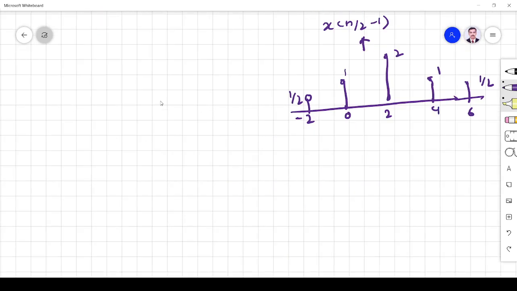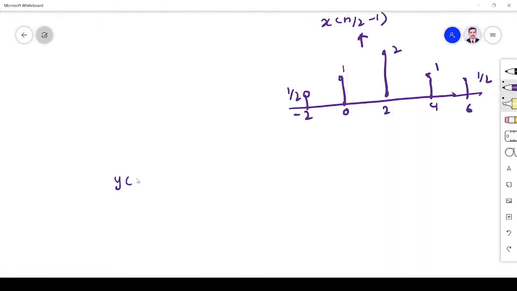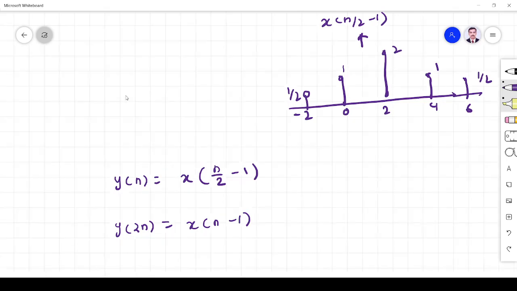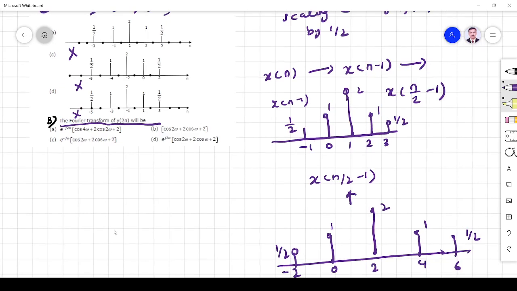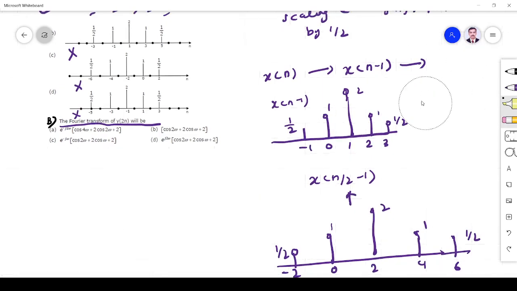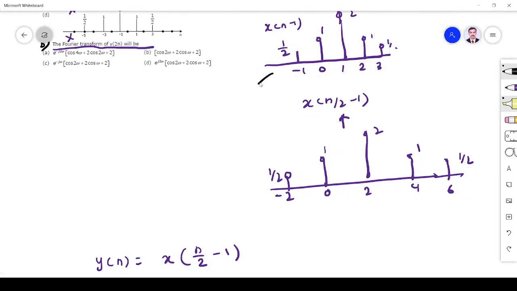So what is y of 2n? See, y of n is equal to x of n by 2 minus 1. Now we have to find y of 2n. Replacing n with 2n, it will become x of n minus 1. I have drawn x of n minus 1 here. So this is x of n by 2 minus 1, and this is x of n minus 1.